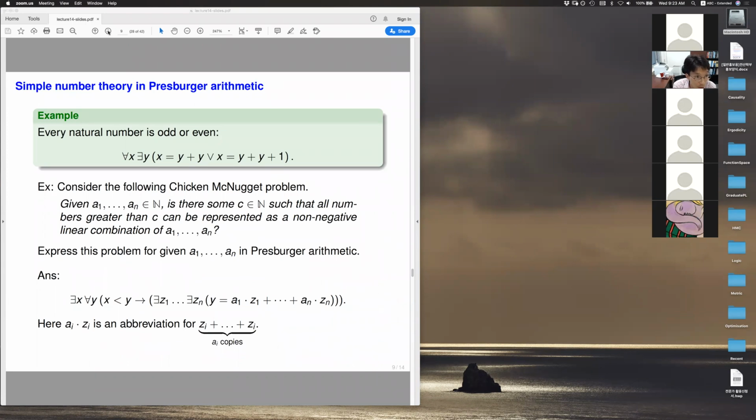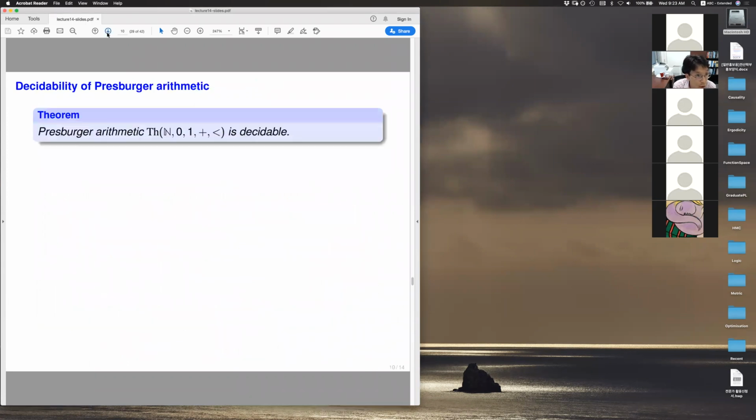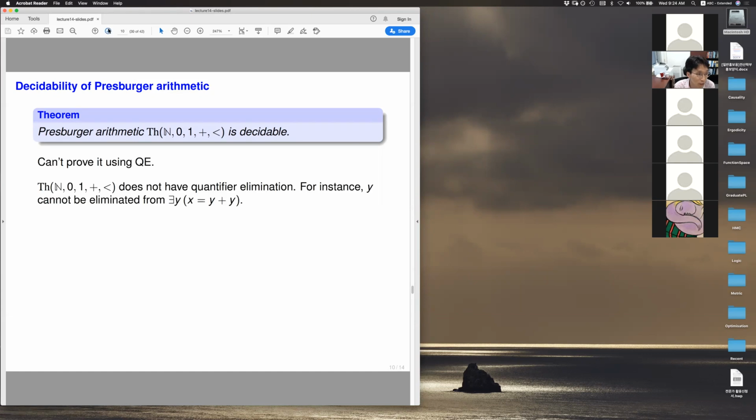Now the question becomes, we would like to show that Presburger arithmetic is decidable, using the kind of tools that we learned so far, which is quantifier elimination. But it turns out that just applying quantifier elimination to show the decidability of Presburger arithmetic is quite hard, or actually impossible. That is because it doesn't permit quantifier elimination.